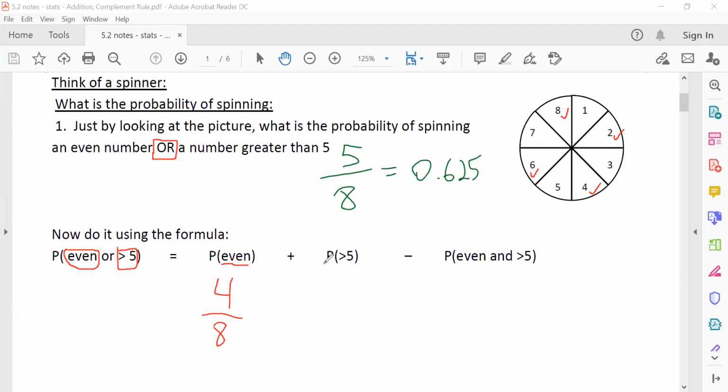Next, I'm going to put an orange check mark to all the numbers that are greater than 5, strictly greater. That's this one, and this one. So the probability of getting a number that's greater than 5 is 3 out of the 8 spaces. So I do plus 3/8.